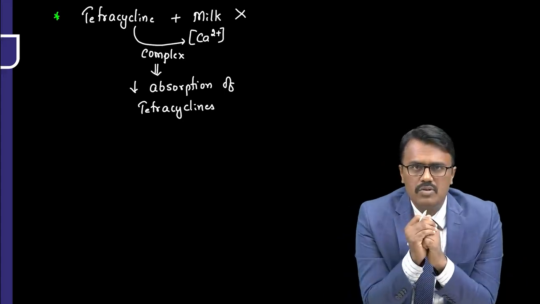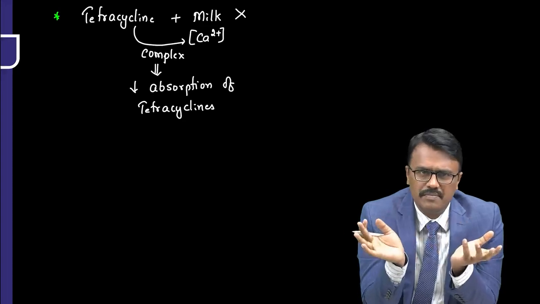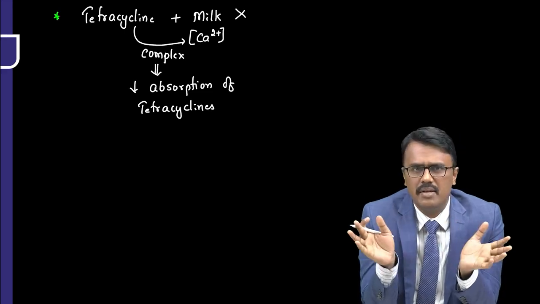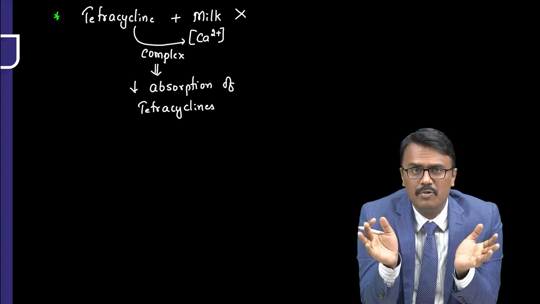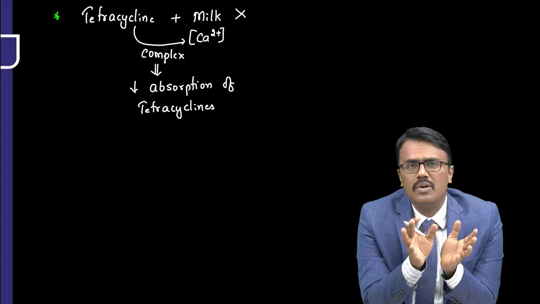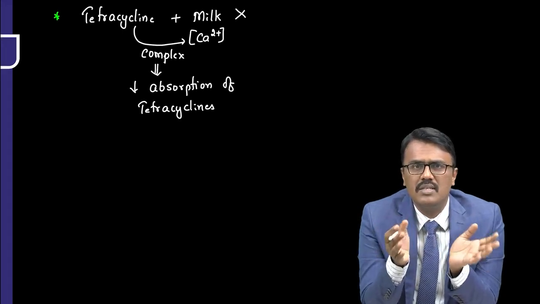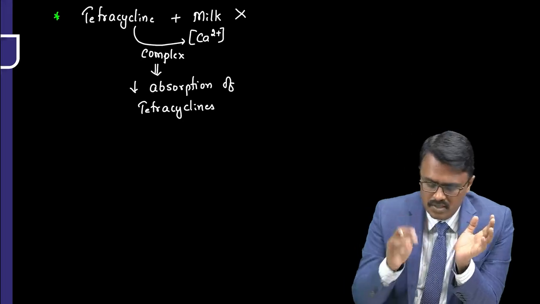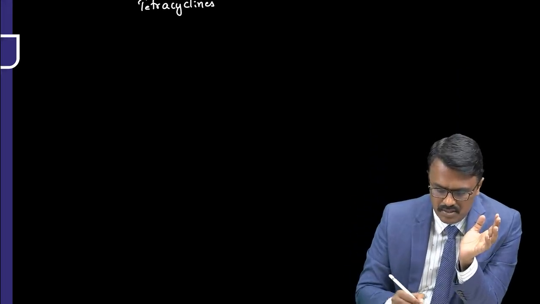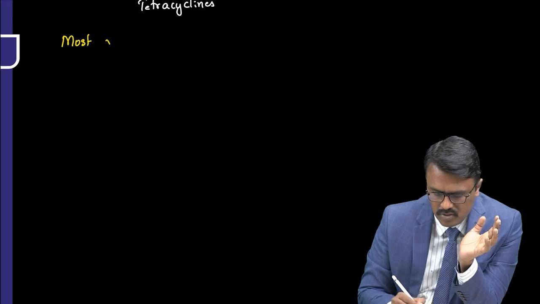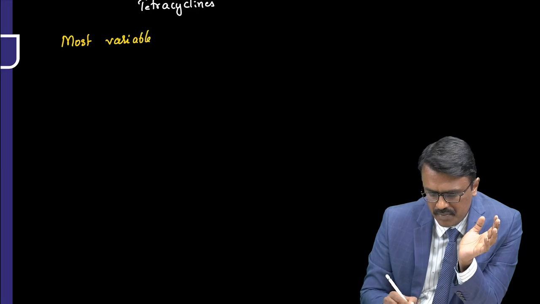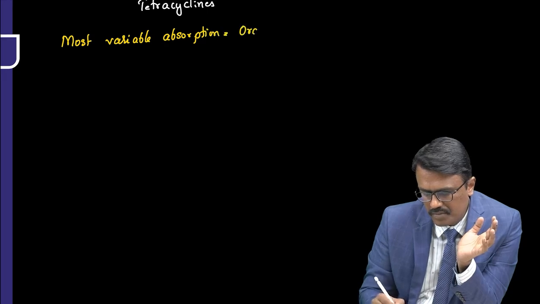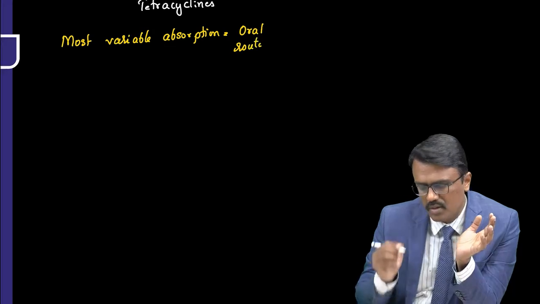I told you so many routes of administration, IV, IO, or whatever. Now, can you tell me which route has the most variable absorption, from person to person? If you are thinking of oral, you are 100% correct. Oral route has the most variable absorption because it depends on the GIT factor, the food factor, and along with that, we take other drugs also. So, please make this point: the most variable absorption is seen with the oral route.